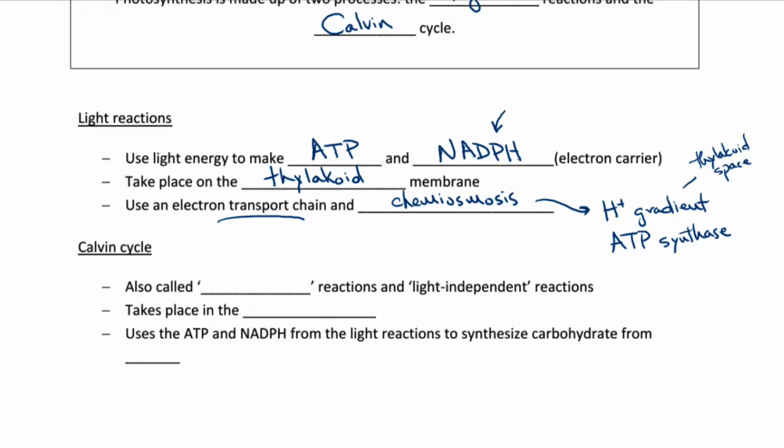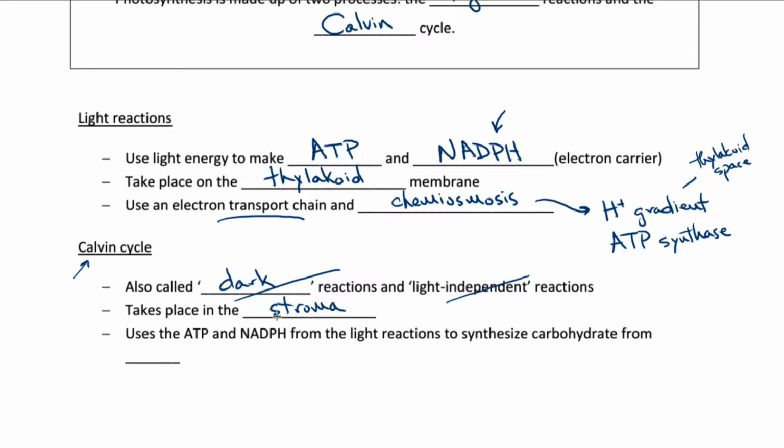The Calvin cycle, also called the dark reactions or the light independent reactions, take place in the stroma. Now, the dark reactions or the light-independent reactions, those are not very good names. We won't use those because the Calvin cycle can take place in the light and in fact needs the ATP and NADPH from the light reaction, so it's not really light-independent either. So we'll use the better name, the Calvin cycle.